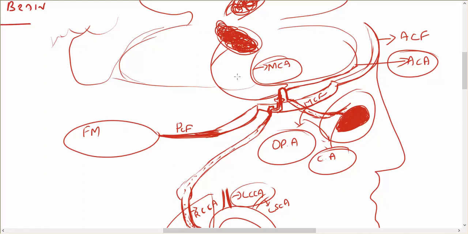The same thing happens on the other side. This is the anterior cerebral artery coming from the other side. Remember, these two anterior cerebral arteries have a communication, that is called the anterior communicating artery. Okay, so I'm going to draw this same anterior circulation at the base of the skull.